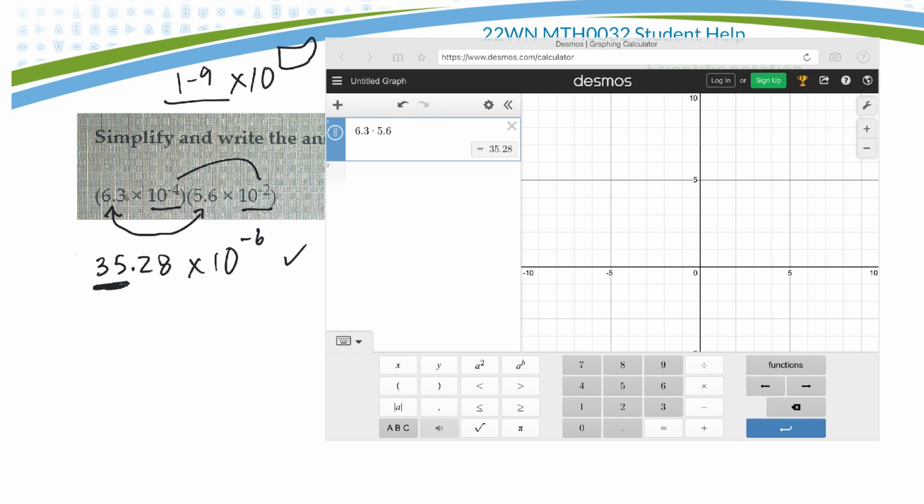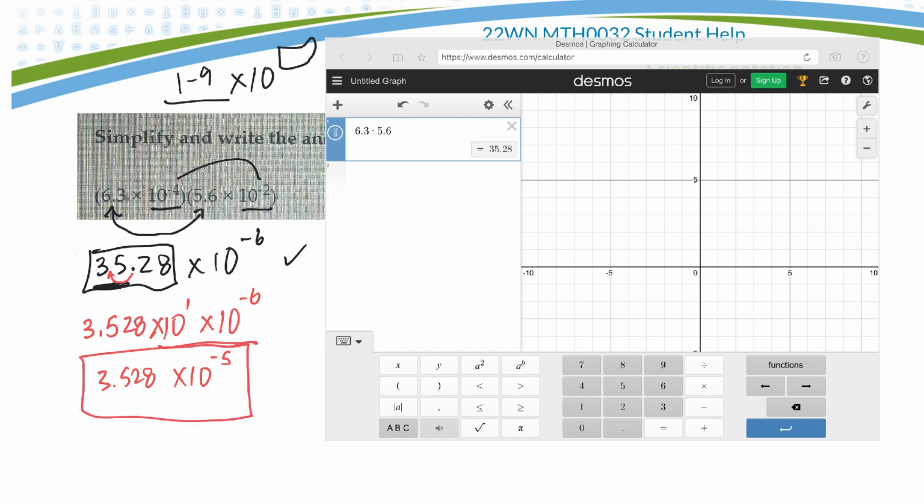So what you can do is change this number to scientific notation by moving the decimal one place to the left. So that would be 3.528 times 10. Since I moved it 1, it would just be 1 there, times 10 to the -6. And now I've got common bases, so I can add their exponents. So it'd be 3.528 times 10 to the 1 take away 6, which is -5. So this would be the answer in scientific notation. The earlier answer is correct too, but it's not in scientific notation.